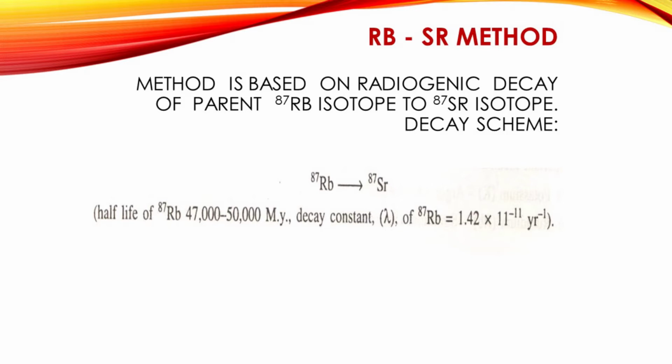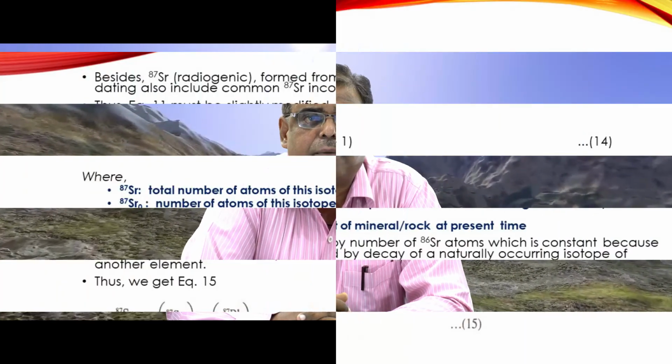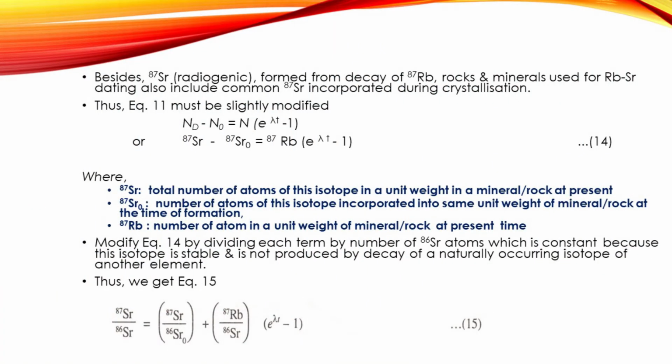The half-life of rubidium-87 is about 47,000 to 50,000 million years. Besides the radiogenic isotope, which is strontium-87, formed from decay of rubidium-87, the rocks and minerals used for rubidium-strontium dating also include common strontium incorporated during crystallization. Thus, equation 11 is to be slightly modified or corrected.